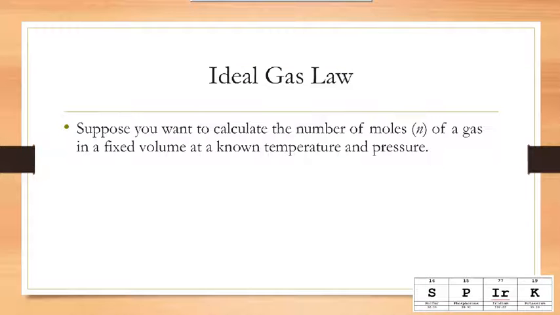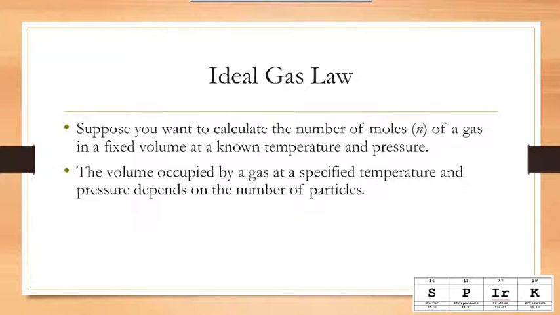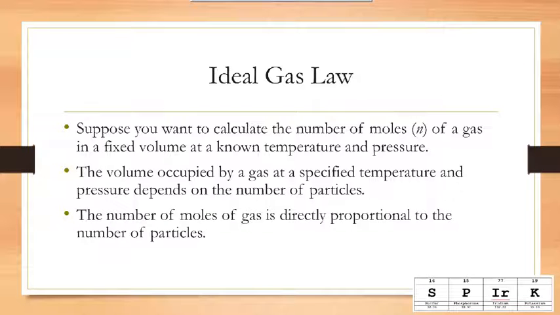So we're going to start with the ideal gas law. Suppose you want to calculate the number of moles, which we denote as N, of a gas in a fixed volume at a known temperature and pressure. The volume occupied by a gas at a specified temperature and pressure depends on the number of particles. The number of moles of gas is directly proportional to the number of particles.